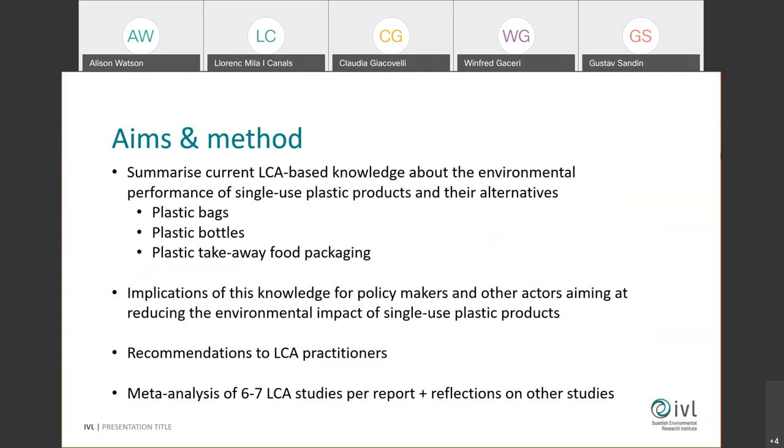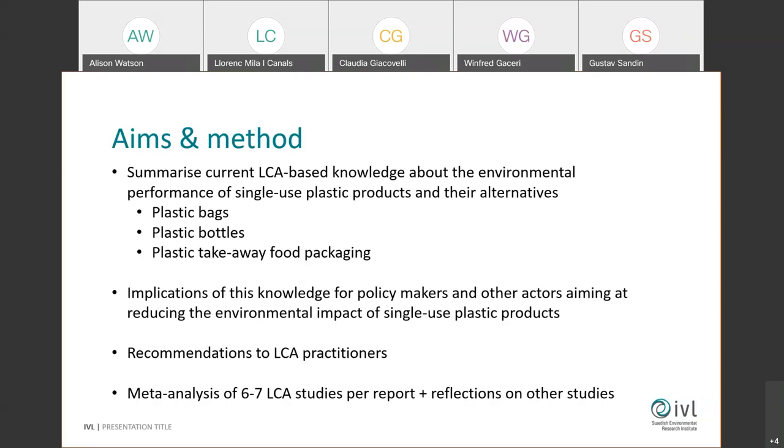The reports aim at summarizing the current life cycle assessment-based knowledge about the environmental performance of single-use plastic products and their alternatives. For each of these products, we compare the environmental performance with several alternatives, such as cotton bags, aluminum cans, and paper alternatives, as well as reusable options. We looked at the implications of this knowledge for policymakers and other actors aiming at reducing the environmental impact of single-use plastic products. We also looked at recommendations to LCA practitioners to improve future studies.